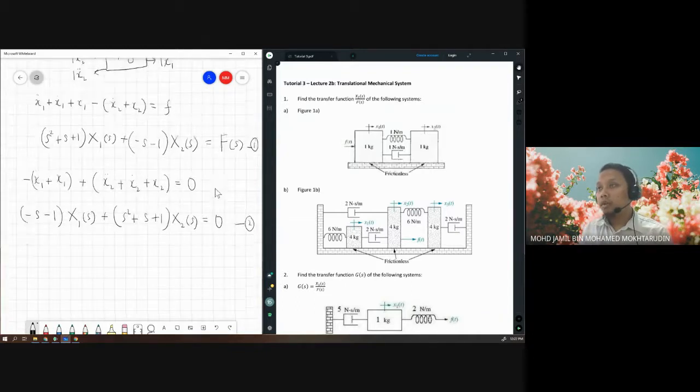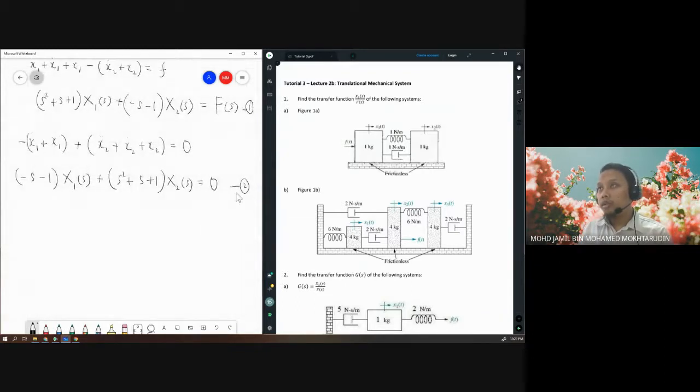Now we can write the equation in matrix form. I prefer to write them in matrix form because I can use Cramer's rule. But if you think you can do it by substitution, up to you. I think the best method is by writing them in matrix.